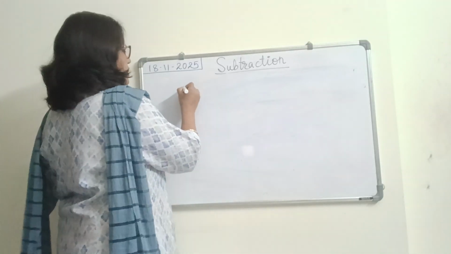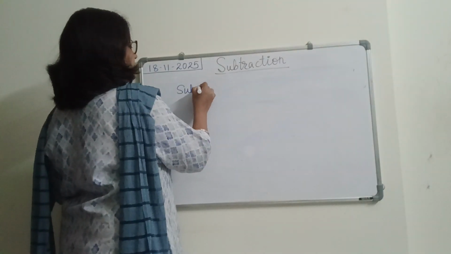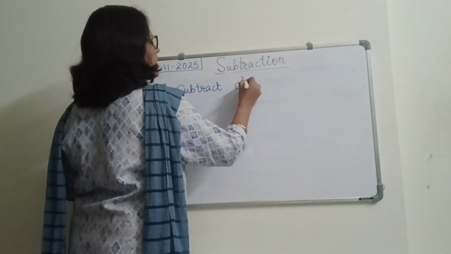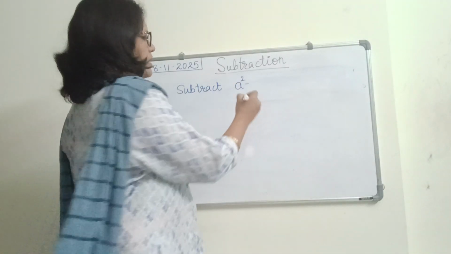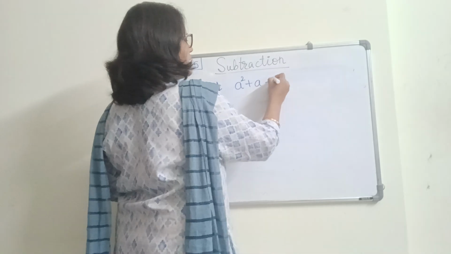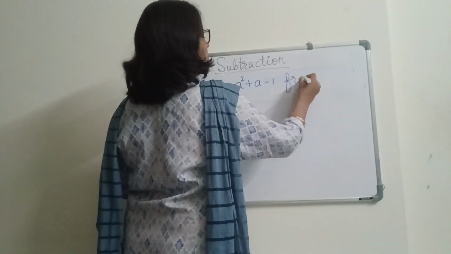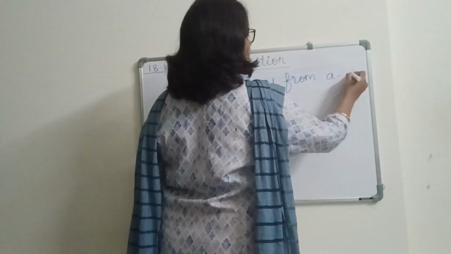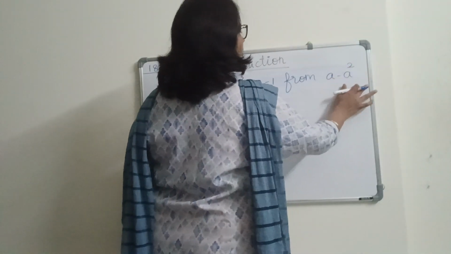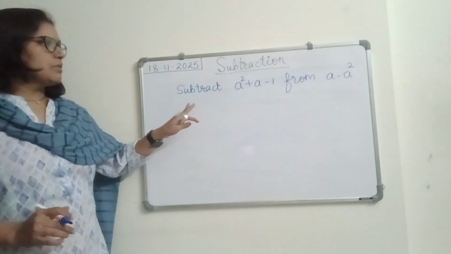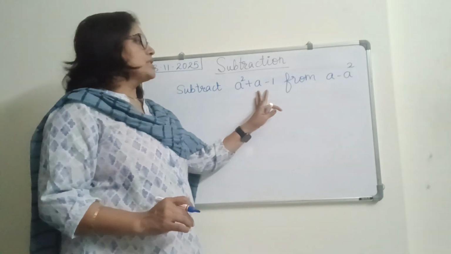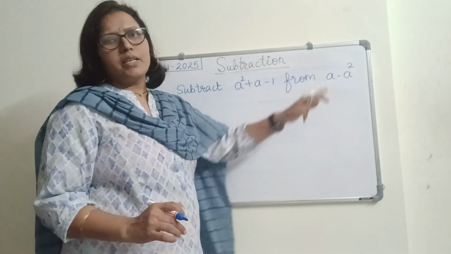Suppose: subtract a square plus a minus 1 from a minus a square. This way the sum is given. Subtract a square plus a minus 1 from a minus a square.